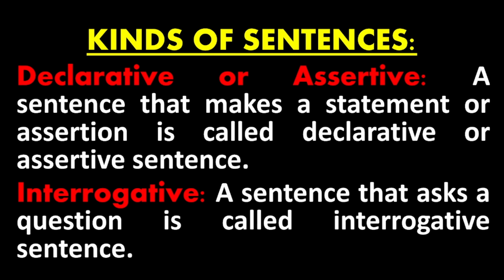Next, we will further elaborate all these 4 types of sentences. First of all, we have declarative or assertive. A sentence that makes a statement or assertion is called a declarative or assertive sentence. Viewers, a sentence that makes a statement, like we discussed earlier, Humpty Dumpty sat on a wall, is a sentence which makes a statement, so we can call it a declarative or assertive sentence.